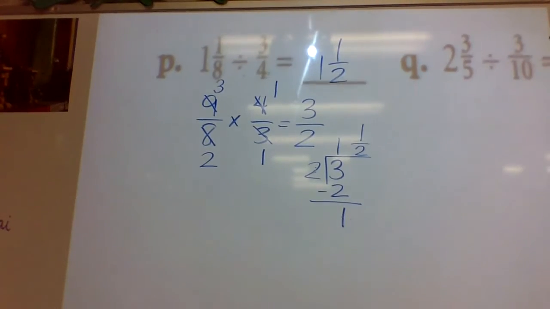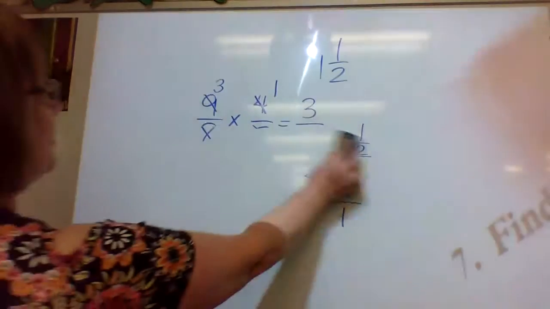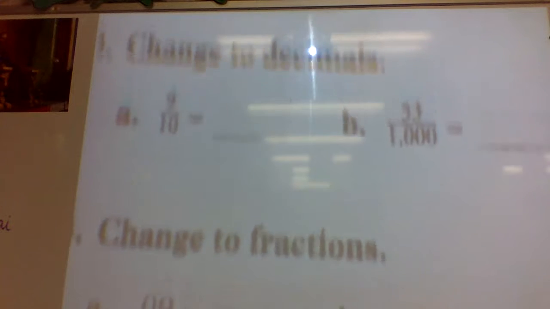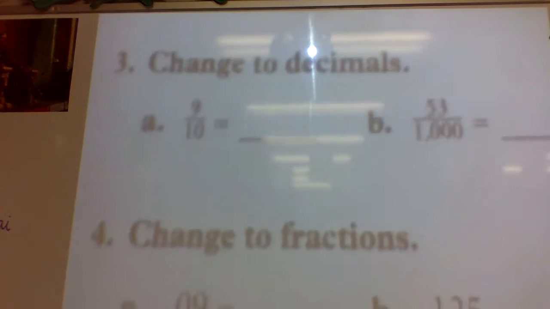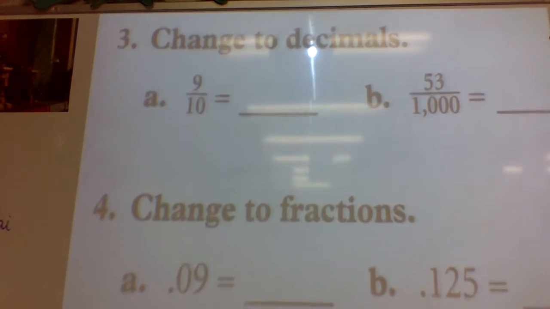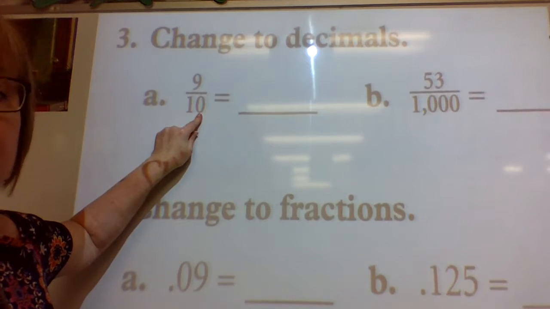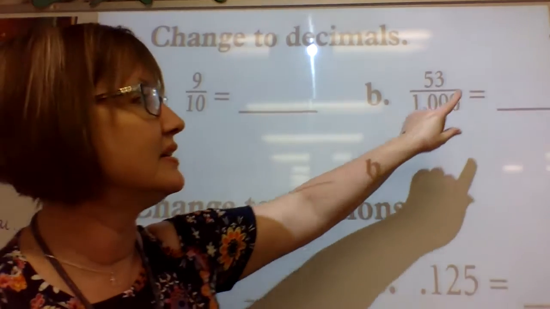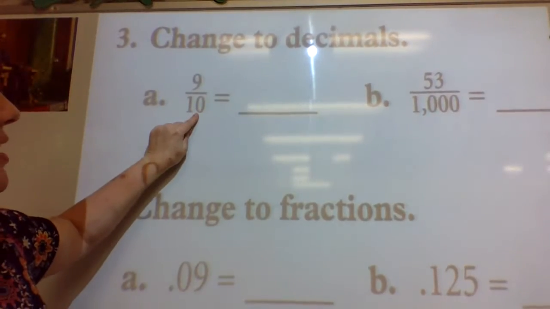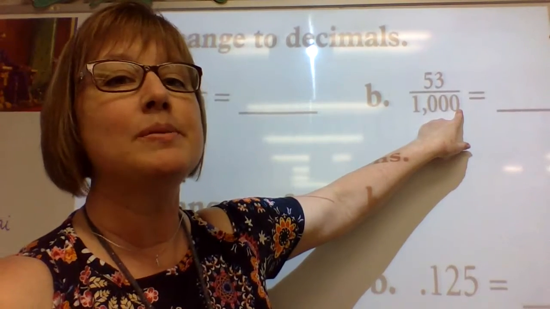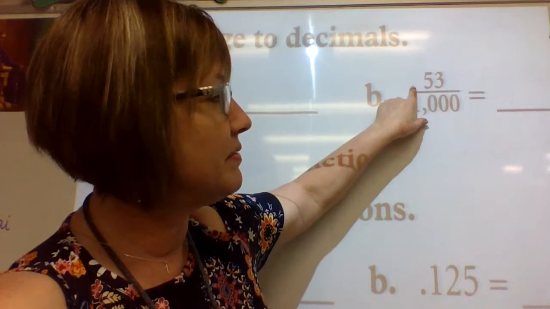Let's look at the rest of your page. The whole front of it is dividing and very easy, and you don't even have to do the last ones because they're green. Then on the back, we have, there it is, we have changing to decimals. Okay, remember there's 1 0. That means there's 1 decimal place, so that's 0.9. 3 zeros means 3 decimal places, so you got to annex a 0 in the front.